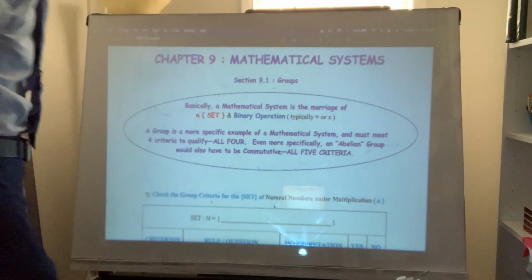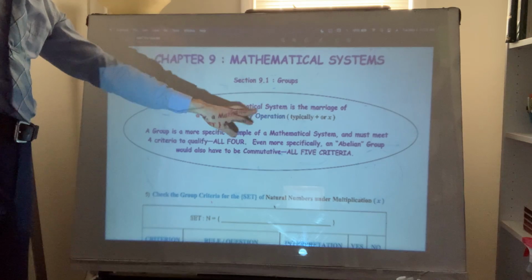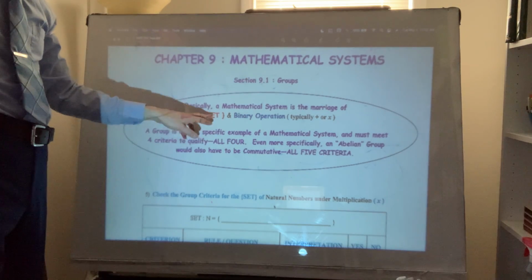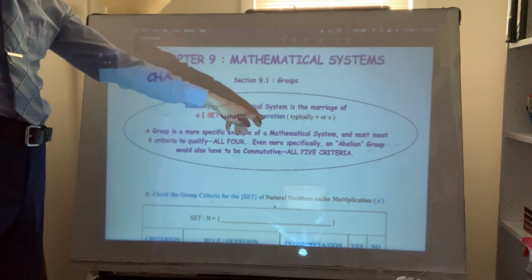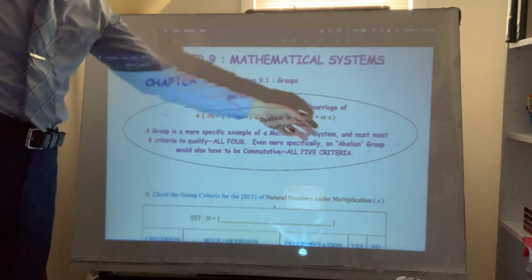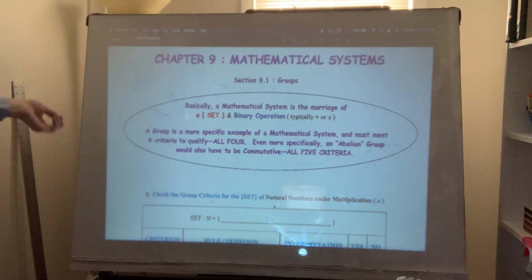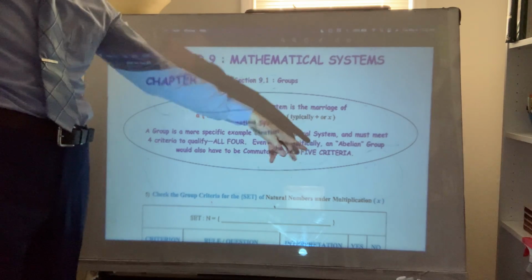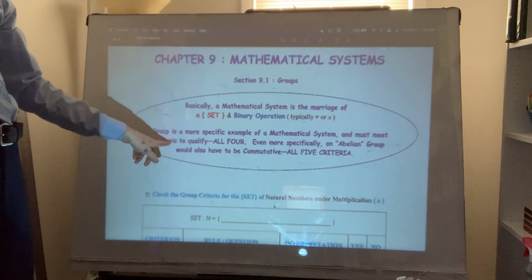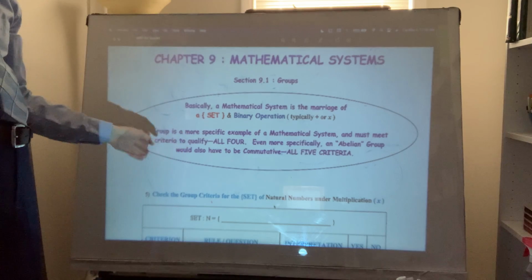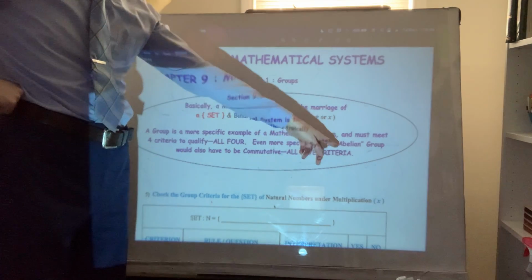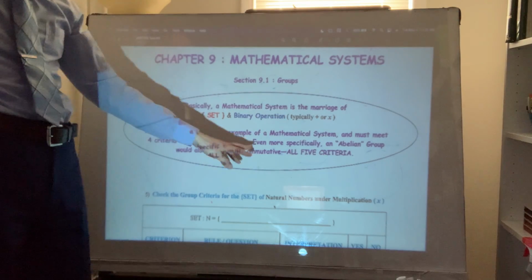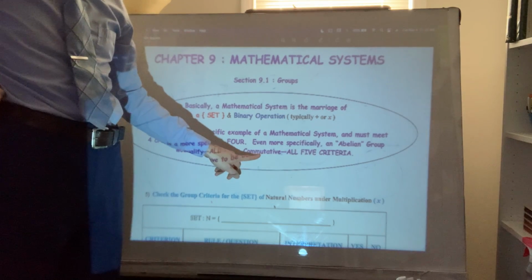This one. This is about mathematical systems. A mathematical system is essentially a set, which is a list of numbers or something, and a binary operation, which is typically adding or subtracting. A group is a more specific example of a system, and it must meet 4 criteria. All 4. If it misses even one of them, it's not a group. Even more specifically, an abelian group would also have to meet a 5th criterion, the commutative property.